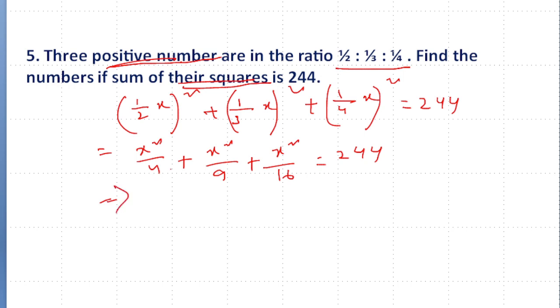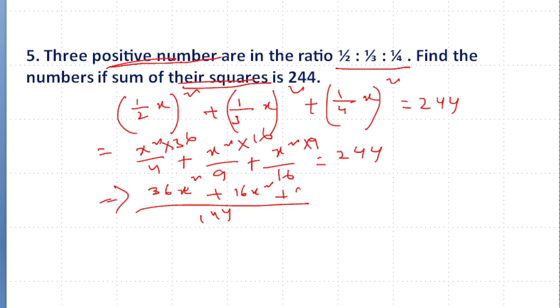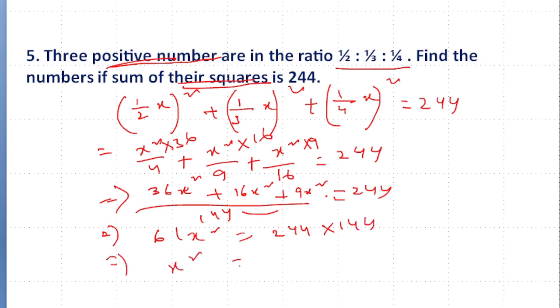Now take your fraction addition. 144 is the LCM, and 4 goes 36 times, 9 goes 16 times, and 16 goes 9 times. You all are familiar with this. Then 36x² + 16x² + 9x² = 244. Okay, so now how much it came? Now it came 61x² = 244 into 144. Take that side. So x² = 244 × 144 / 61.